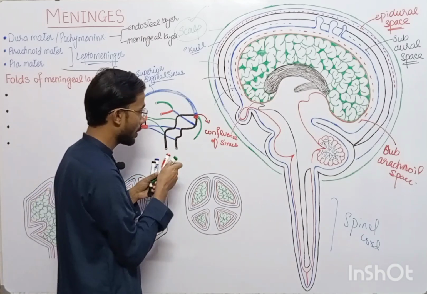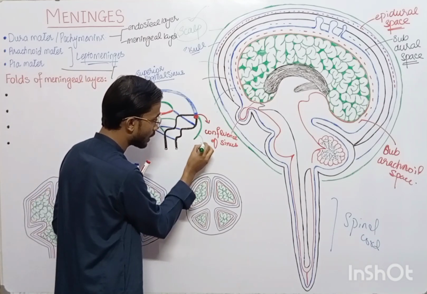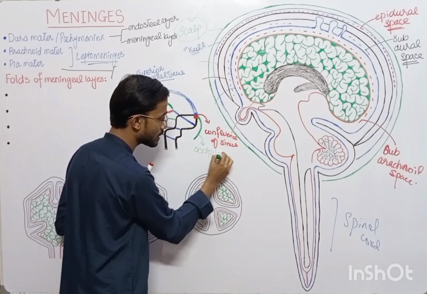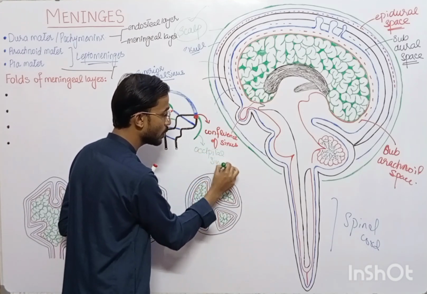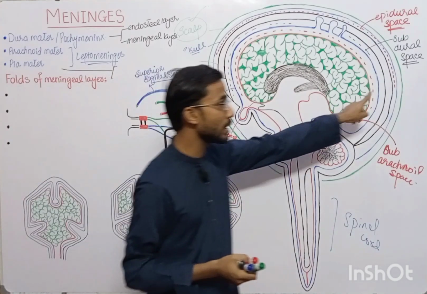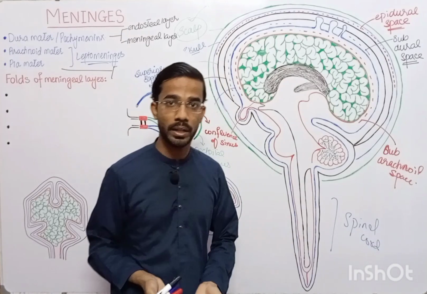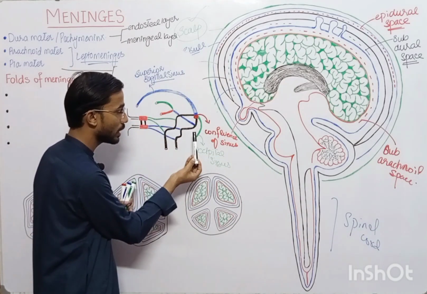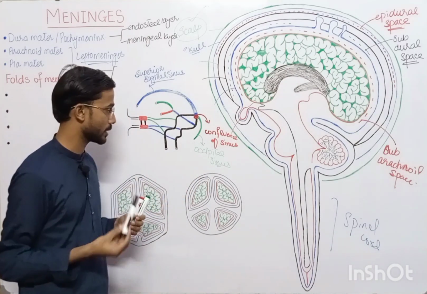So at the posterior part, there is a sinus which is called the occipital sinus. Why do we call it the occipital sinus? Because at the posterior part there is a bone which is called the occipital. So on the basis of the bone, we call this the occipital sinus.